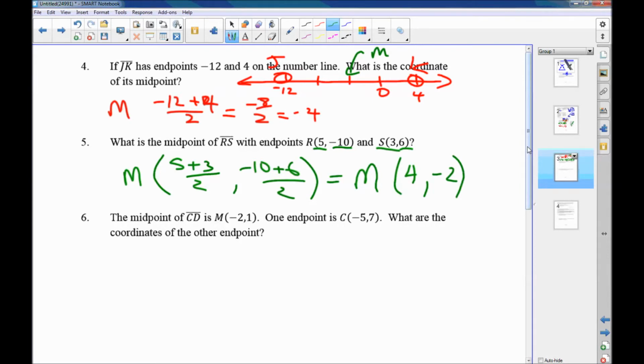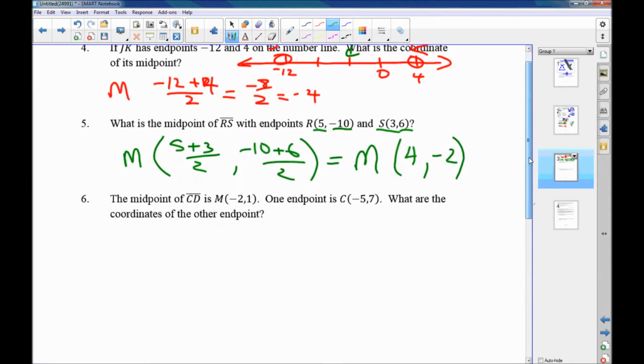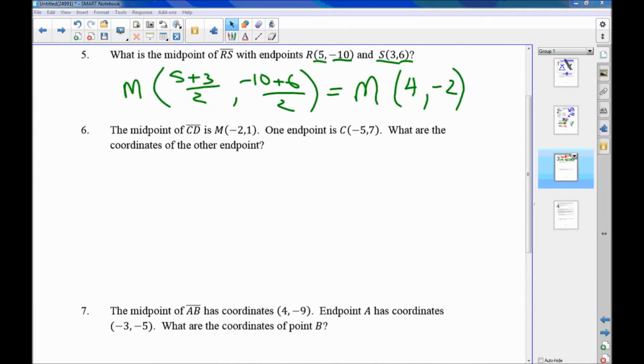All right, number 6 is a bit different. We know the midpoint, and we know one of the endpoints, and are asked to find what is the other endpoint. So this problem is a bit trickier. So to find the x of the other endpoint, we're going to use our same formula to find the x coordinate of a midpoint. So our midpoint x, we already know, is -2, and that should have been equal to one endpoint's x plus the other endpoint's x. We don't know what it was.